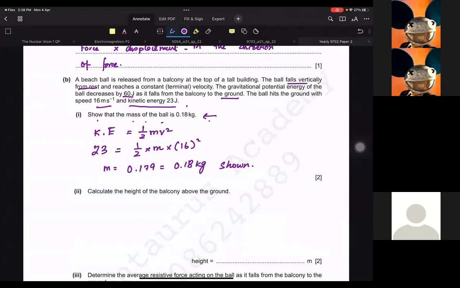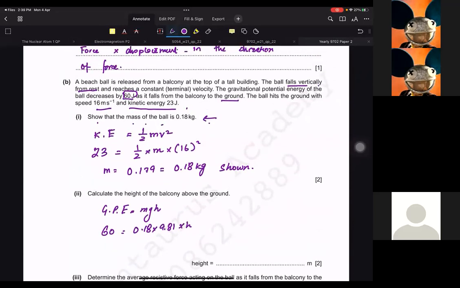Now, since you have the mass, you can easily use mgh for gravitational potential energy. The mass is 0.18, this is 9.81, as you know, g. You have to find h. And they told you that the loss is 60, like this. So you have to do this now.